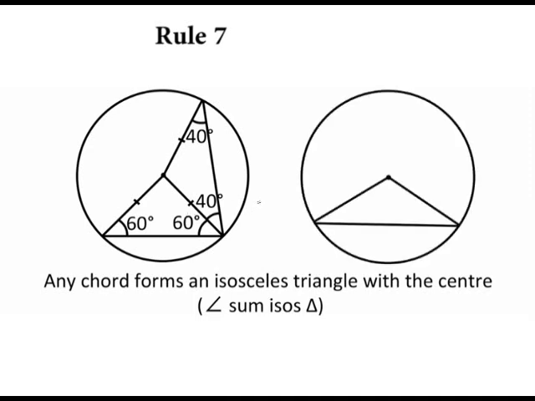Looking at another example, this is a triangle with two radii, so it's isosceles. If the base angle was 20 degrees, we can find x. We know that the other base angle is also 20 degrees. The sum of interior angles of a triangle is 180 degrees. So our x is 180 minus 40, and that gives us 140 degrees.